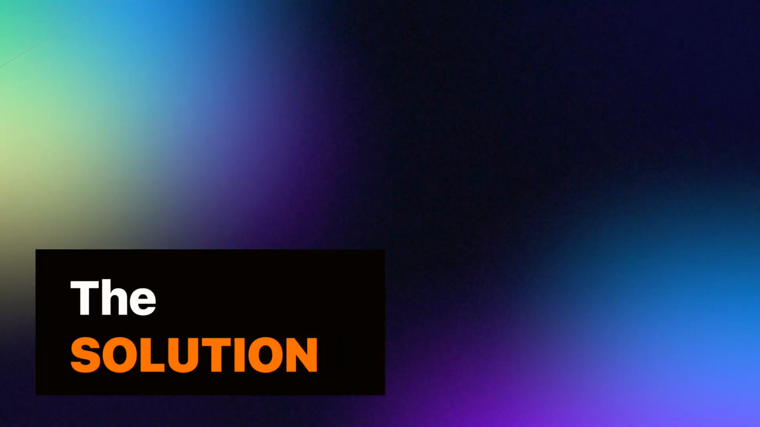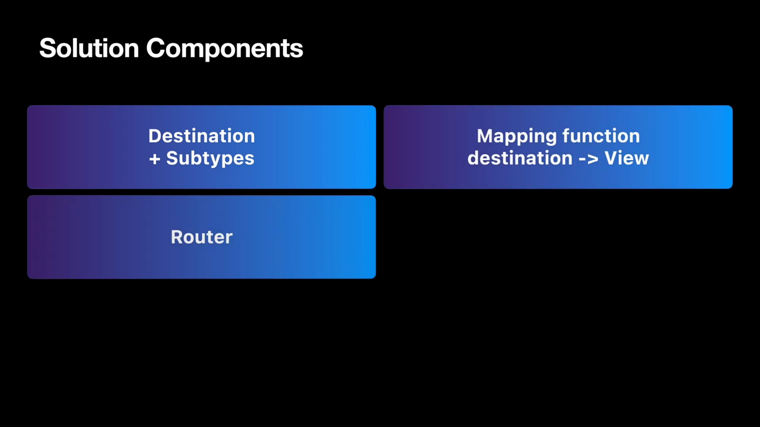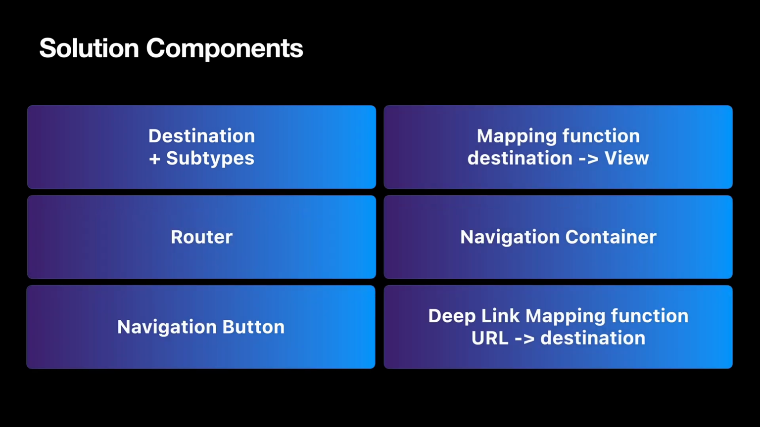The solution. What we did at work depends on several pieces I will mention, and then I will explain how those pieces work together to solve our coupling and duplication issues. Destination and subtypes. Mapping destination to screen functions. Router. Navigation container. Navigation button. URL to destination mapping function.